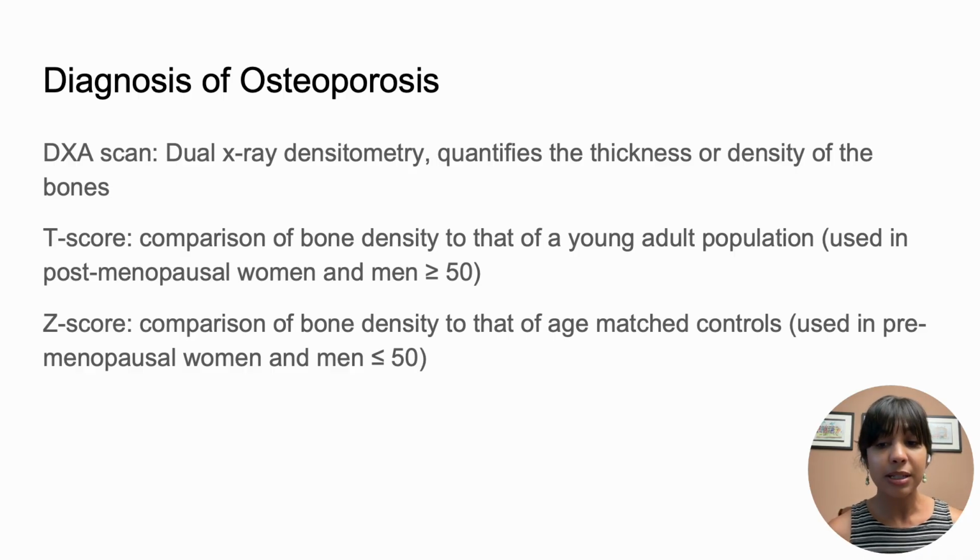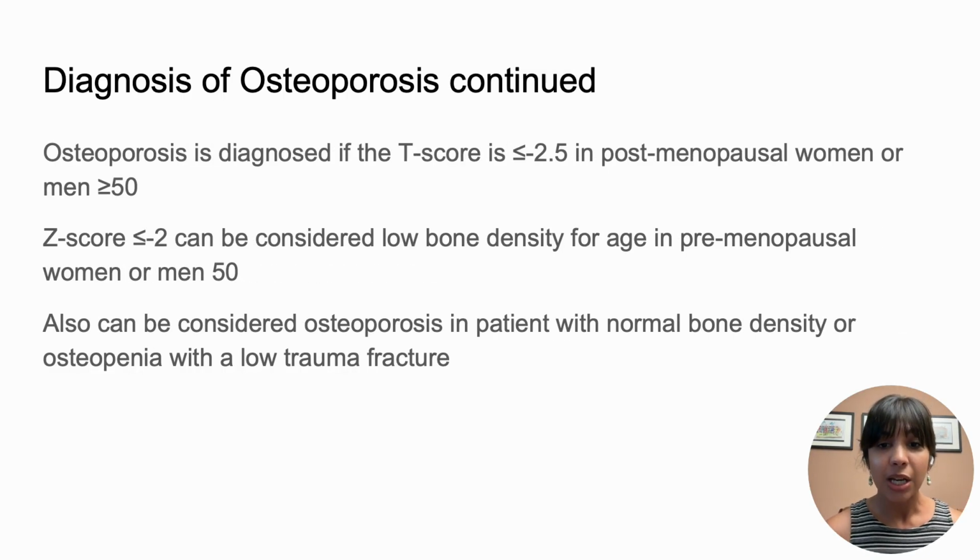The T-score is an important marker for postmenopausal women and men over the age of 50, and the cutoff for T-score is minus 2.5. The cutoff for Z-score is minus 2, and we'll talk about that a little bit later. So as I discussed, the T-score is minus 2.5 in postmenopausal women or men over the age of 50 in order to make the diagnosis of osteoporosis. In premenopausal women and men under the age of 50, it's considered low bone density for age, so not technically osteoporosis, although you can make that diagnosis based on other criteria. And the cutoff is less than minus 2 for that Z-score, as I mentioned earlier. So those are particular cutoffs that you should be mindful of.